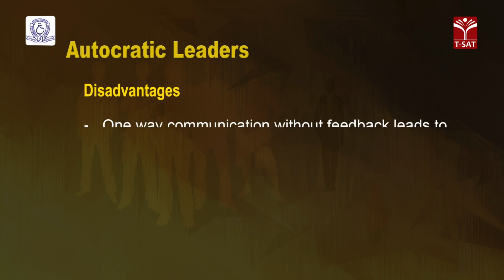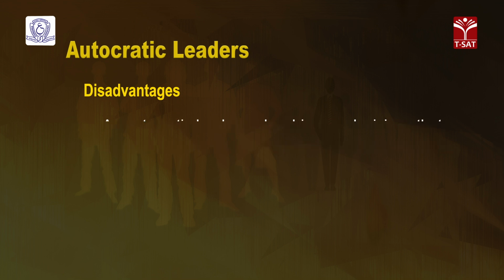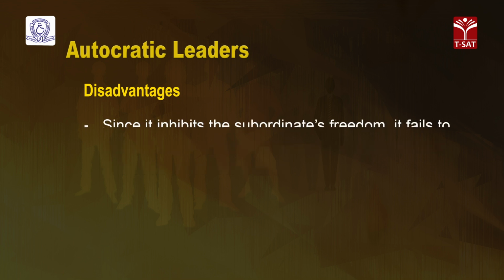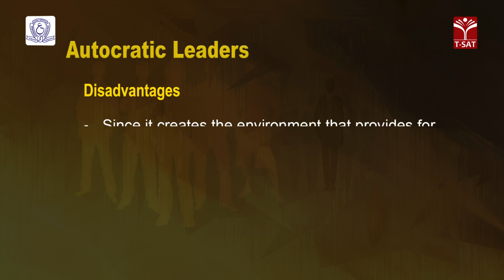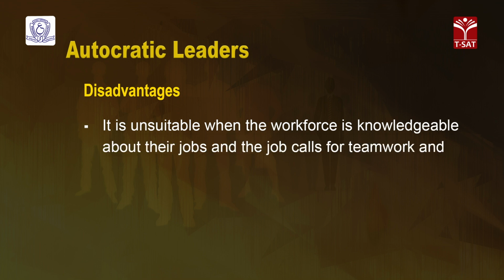Now we see the disadvantages. The first, one-way communication without feedback leads to misunderstanding and communication breakdown. An autocratic leader makes his own decisions, which can be very dangerous in this age of technological and sociological complexity. Since it inhibits the subordinate's freedom, it fails to develop his commitment to the goals and objectives of the organization. Since it creates an environment that provides for workers' resentment, it creates problems with their morale, resulting in poor productivity in the long run. It is unsuitable when the workforce is knowledgeable about their jobs and the job calls for teamwork and cooperative spirit.